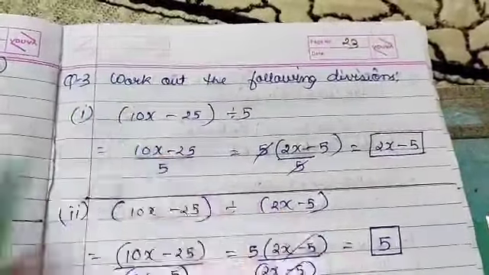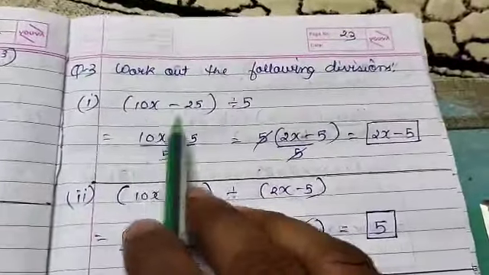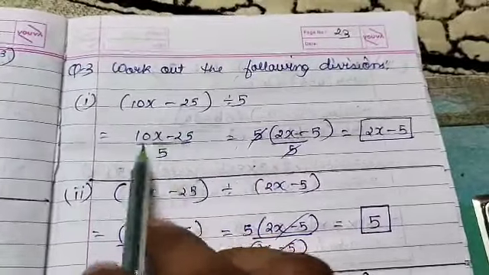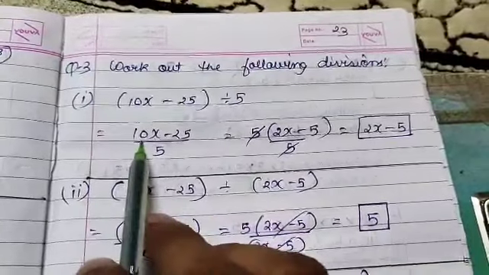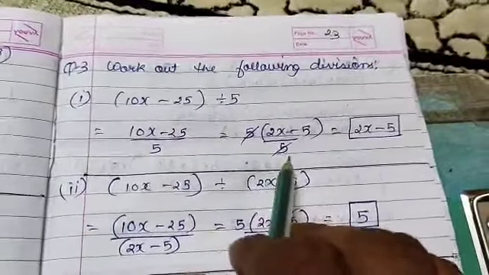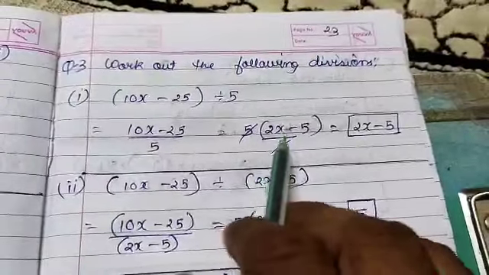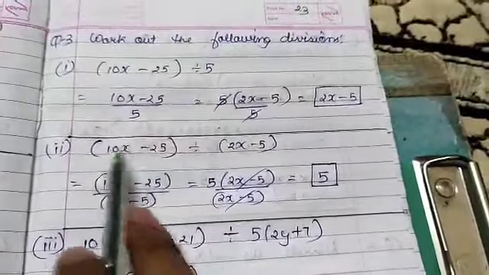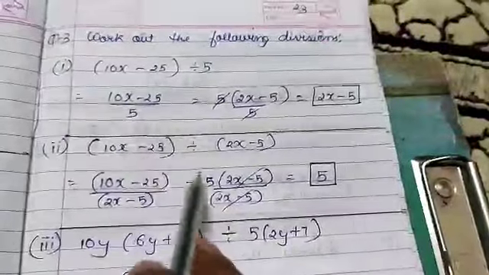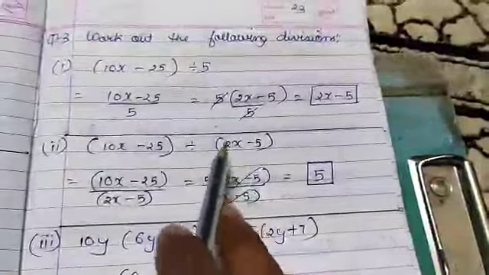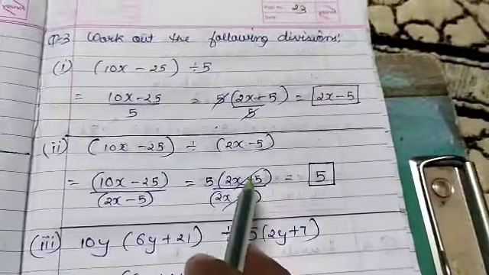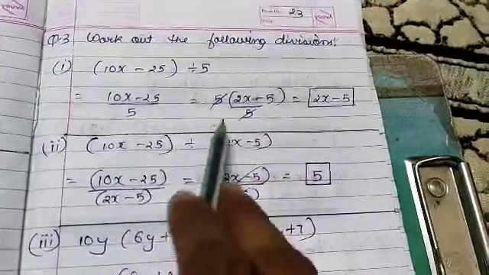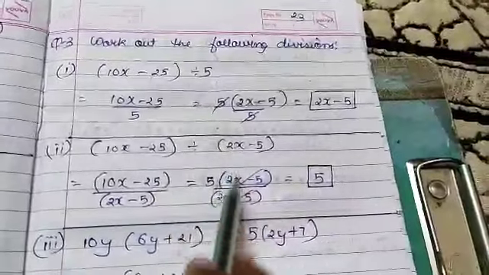Now question number 3rd, work out the following divisions. Now 10x minus 25 divided by 5. Now see, if I take 5 as a common, what will be left inside the bracket? 2x minus 5 divided by 5. So here 5 and 5 are possible to cancel, so what is left? 2x minus 5. Now the next is 10x minus 25 divided by 2x minus 5. So here also, if I take 5 as the highest common factor, inside the bracket 2x minus 5, and divided by 2x minus 5. So 2x minus 5 and 2x minus 5 will get cancelled, so here 5 is left. Both sums are similar, only here the denominator is 5 and here the denominator is 2x minus 5.